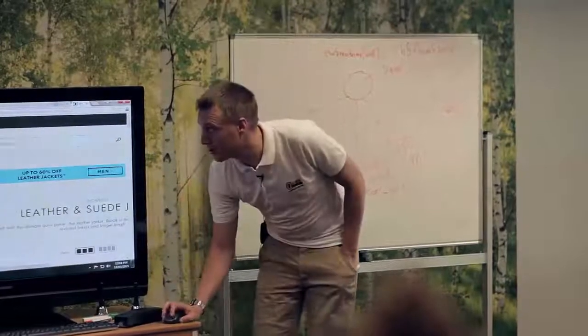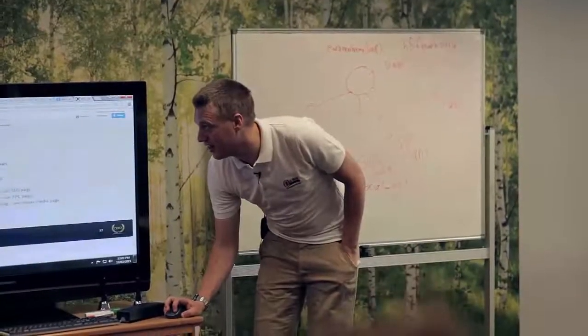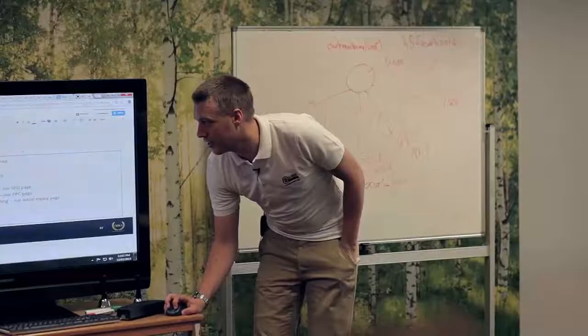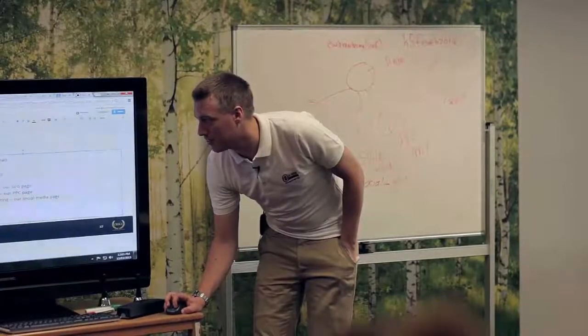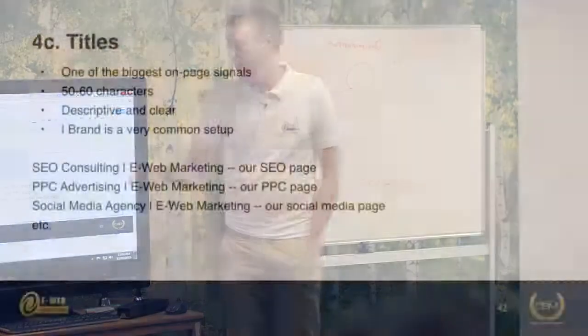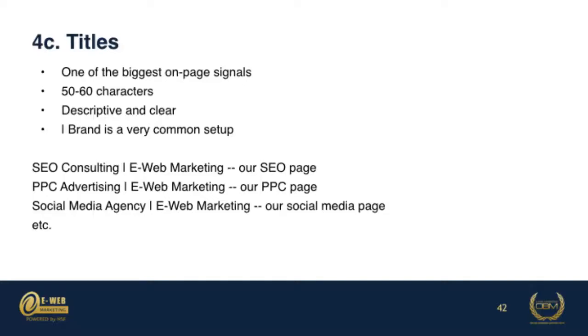And that's why the most common setup is this: something, and then pipe, this is called a pipe, that bar, and then brand. So here are some examples, right? SEO consulting, e-web marketing. That's a very good title tag. It's short, it's descriptive. You know exactly what that web page is about. It's about SEO consulting.